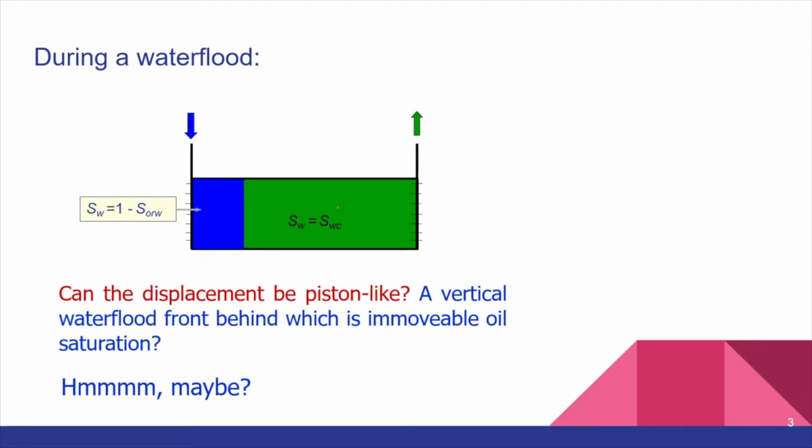So during the water flood, displacement cannot be piston-like. There is a vertical water flood front, with immovable oil saturation behind it, maybe. So Sw, the saturation of water, equals 1 minus Sor, the residual oil saturation. Inside the reservoir there is also the connate water saturation.